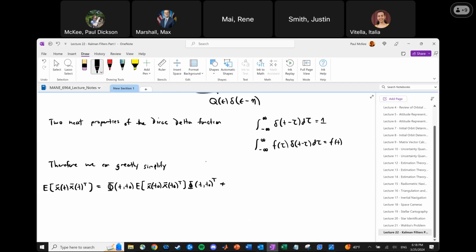And then our fourth term becomes a single integral from t naught to t of phi of t and epsilon, G of epsilon, Q of epsilon, and then we have G of epsilon transpose, phi of t and epsilon transpose, d epsilon. Okay, so now we're going to plug this back into our equation for covariance.